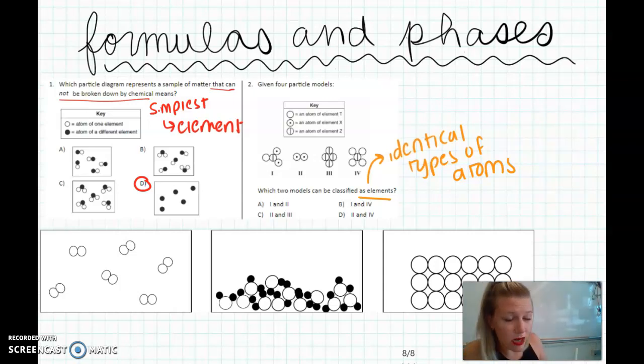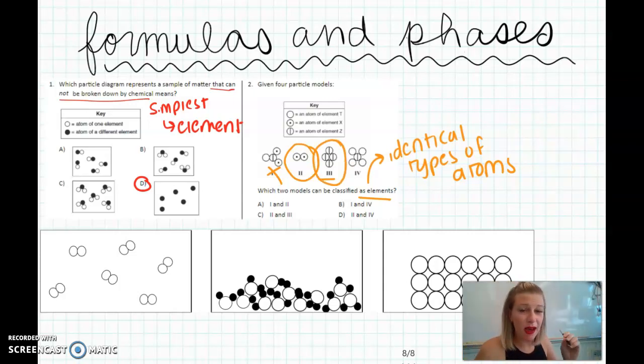Model 1 contains 3 types of atoms, so that cannot be an element. Model 2 contains only 1 type of element, or I'm sorry, 1 type of atom, therefore it is an element. Number 3 does contain only 1 type of atom again, so that will be an element. And then model 4 contains 2 types, and therefore that's not an element. Therefore, answer choice 2 and 3, or letter C, is the correct answer. All right, diving right in.